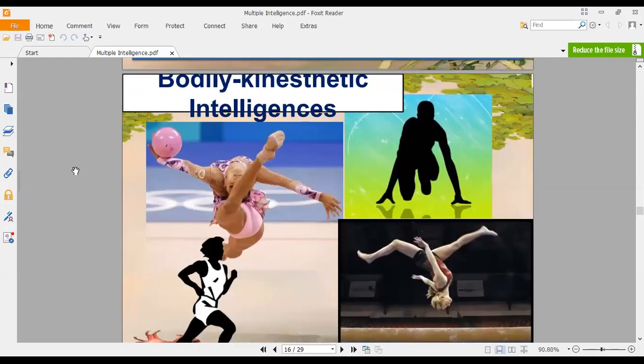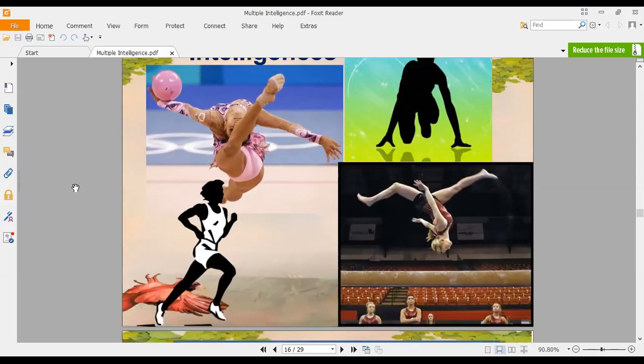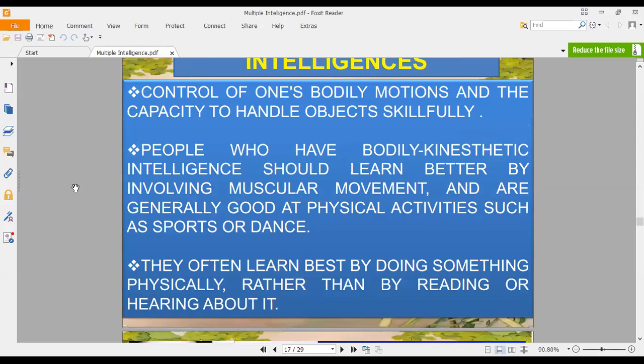And bodily kinesthetic intelligence, right? That means control over one's bodily emotions and the capacity to handle objects skillfully. These people learn better by involving muscular movement and are generally good at physical activities such as sports or dance. As an example, some kids are not really good at maths or numbers, but if you ask them to dance, they dance amazingly. They can follow the steps much more easily than others because they have that intelligence.